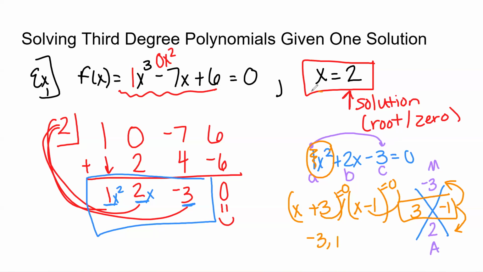And then don't forget about the solution that was given to us. That still counts as well. Get that in the list as well. Squiggly brackets because it is a set of solutions. And there we go. So we took the one that was originally given to us, worked it through synthetic, which resulted in a quadratic, which we could then factor.